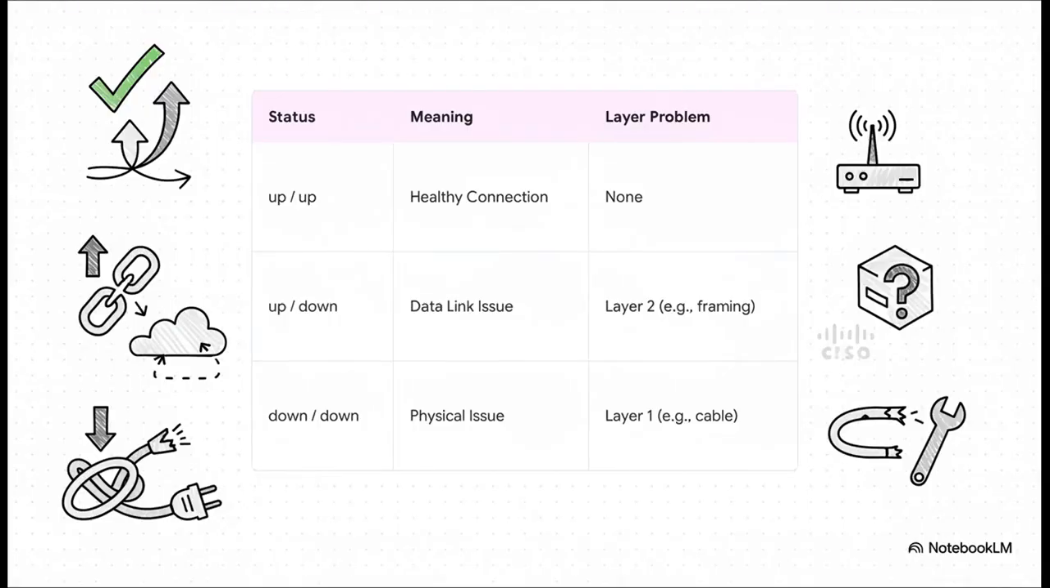So here's a quick little cheat sheet to lock it all in. Up, up, you're golden. It's a healthy connection. Up, down points to a layer 2 data link problem, a config issue. And down, down means you've got a layer 1 physical problem to solve, probably with a cable. This simple check can save you literally hours of guesswork.